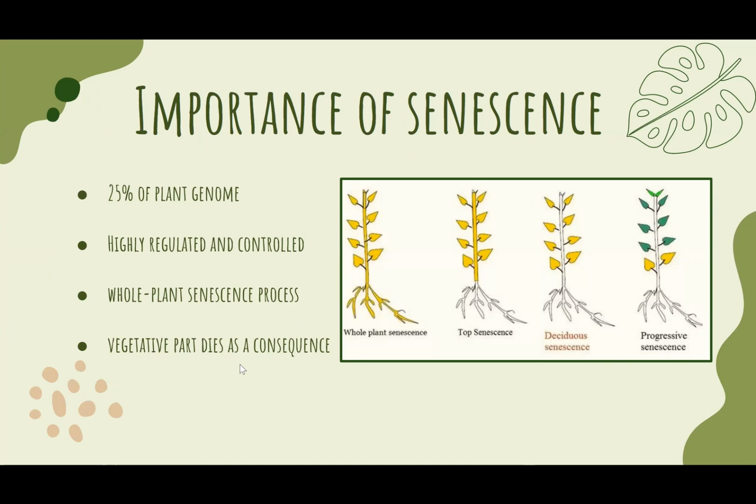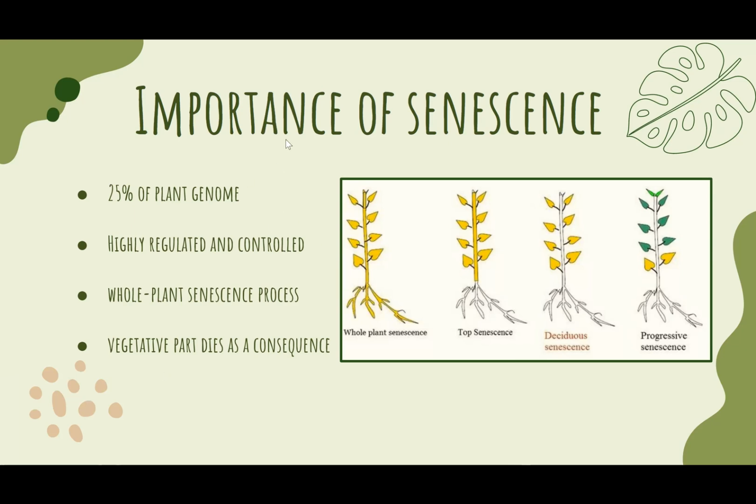To start, 25% of the plant genome is dedicated to genes involved in senescence. Second, senescence is not random, as it is highly regulated and controlled. Lastly, this final stage of plant development generally involves a whole plant senescence process in which all the nutrients from vegetative parts are translocated to the maturing fruit or organ, and the vegetative part dies as a consequence. Vegetative parts include roots, stems, shoot buds, and leaves. They are not directly involved in sexual reproduction, and vegetative parts often are used in asexual forms of reproduction.